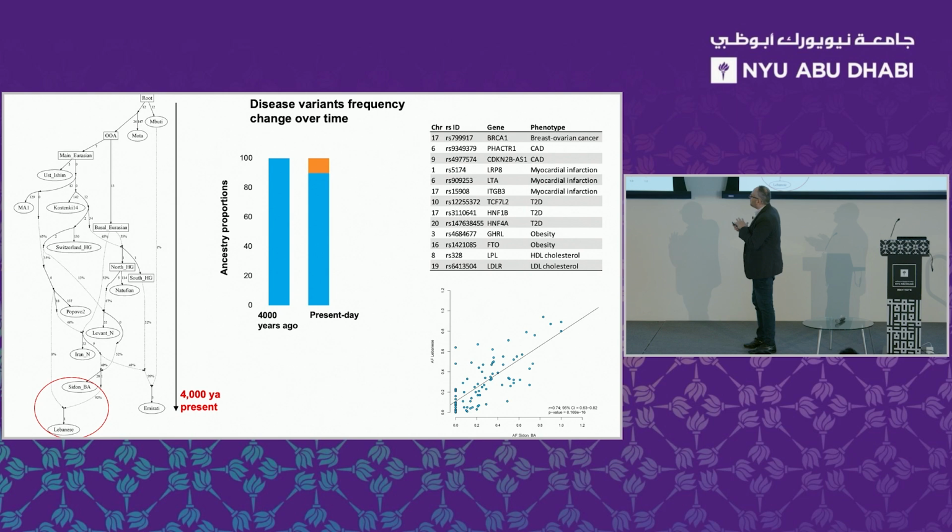Even if we look at the frequency of certain variants that are related to certain diseases, we can see that the frequency of those mutations is very similar 4,000 years ago and in modern populations. So people who lived 4,000 years ago almost shared the same disease mutations that people living today have. And this is a little bit surprising for us because you would expect disease variants to decrease in frequency over time. But this is not what we're seeing here. Actually, we're seeing the opposite.